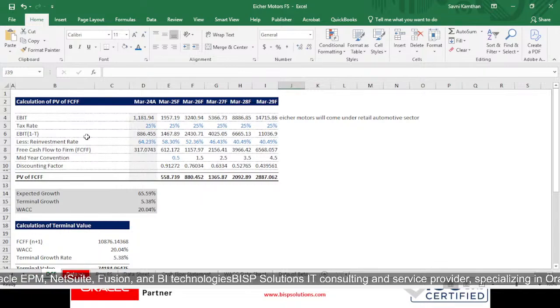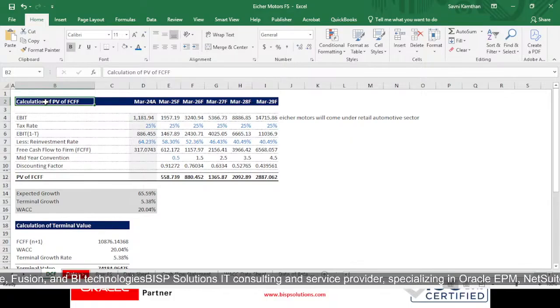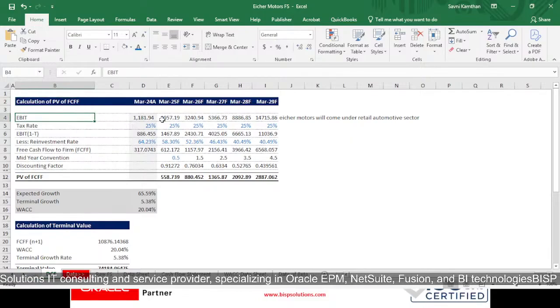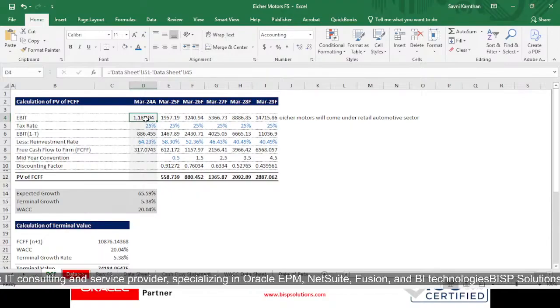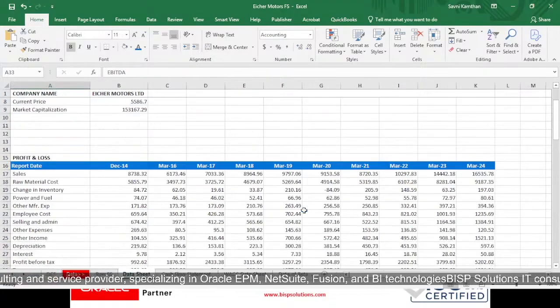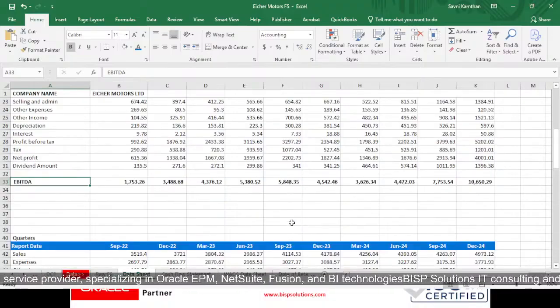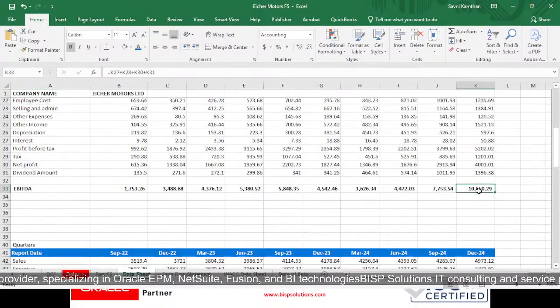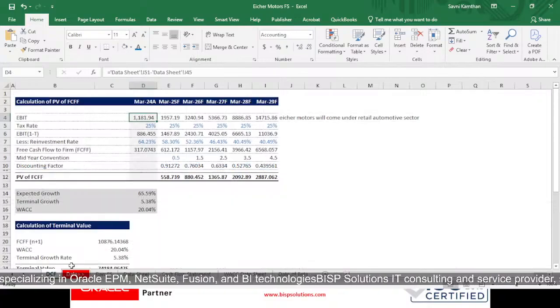So we will be moving forward to our DCF modeling, right? So firstly, we will be doing what? Calculation of PV of FCFF, right? So FCFF is our free cash flows of firm, right? So for that, we will be taking EBIT, which we have already calculated in our data sheet over here, which is EBITDA. We are taking last year's data and these 5 years for our forecasted data.